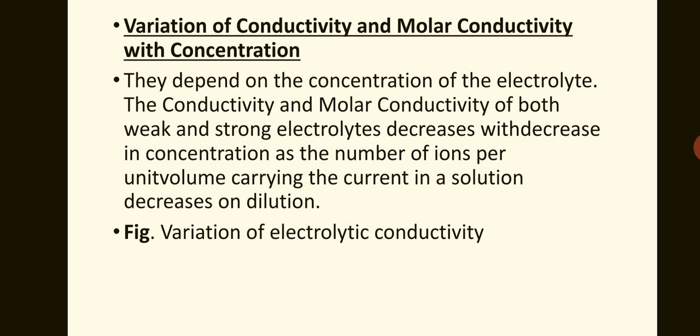So what is a weak electrolyte? The electrolyte whose ionization does not take place completely is called a weak electrolyte, and the electrolyte which gets completely ionized in its aqueous solution is called a strong electrolyte. Examples of strong electrolytes are NaCl, KCl, and in weak electrolytes, NH4OH.